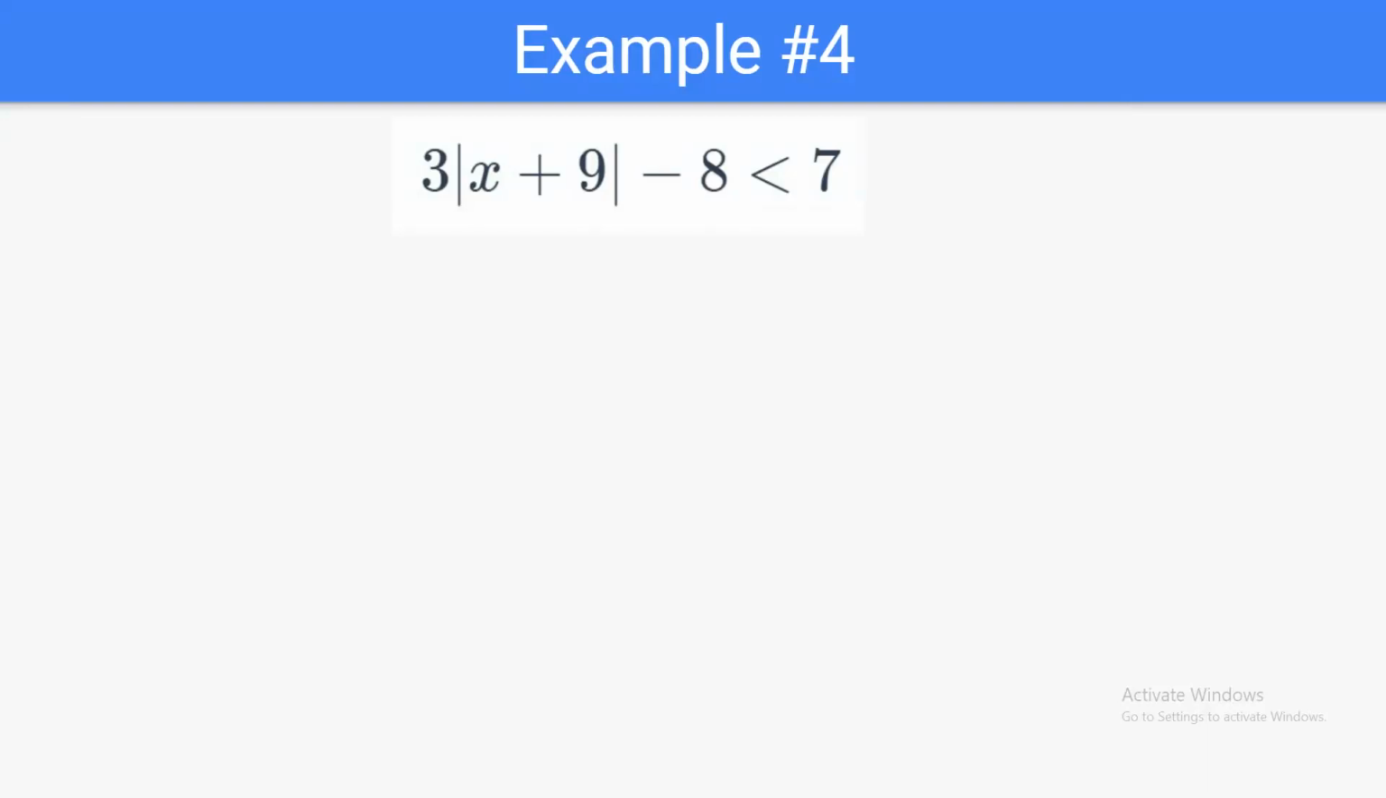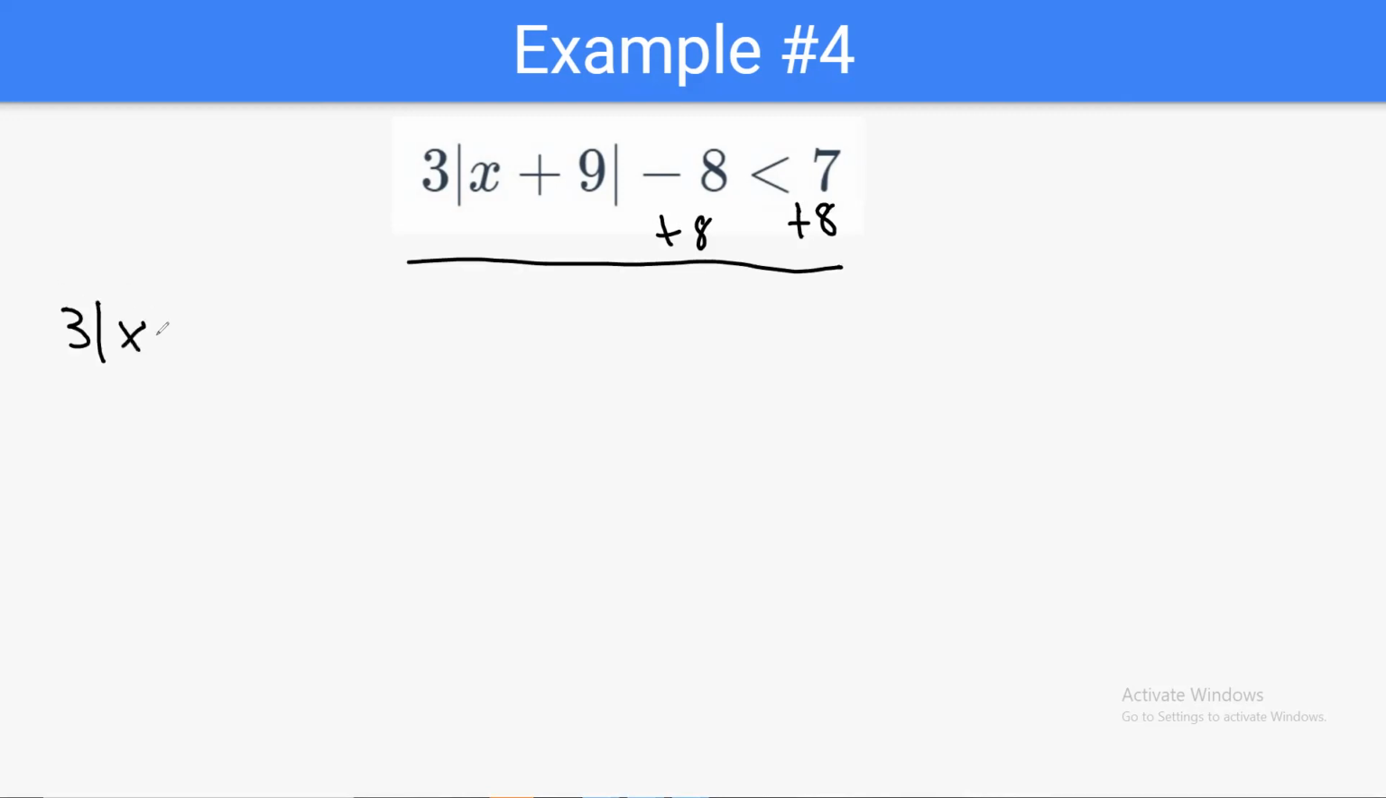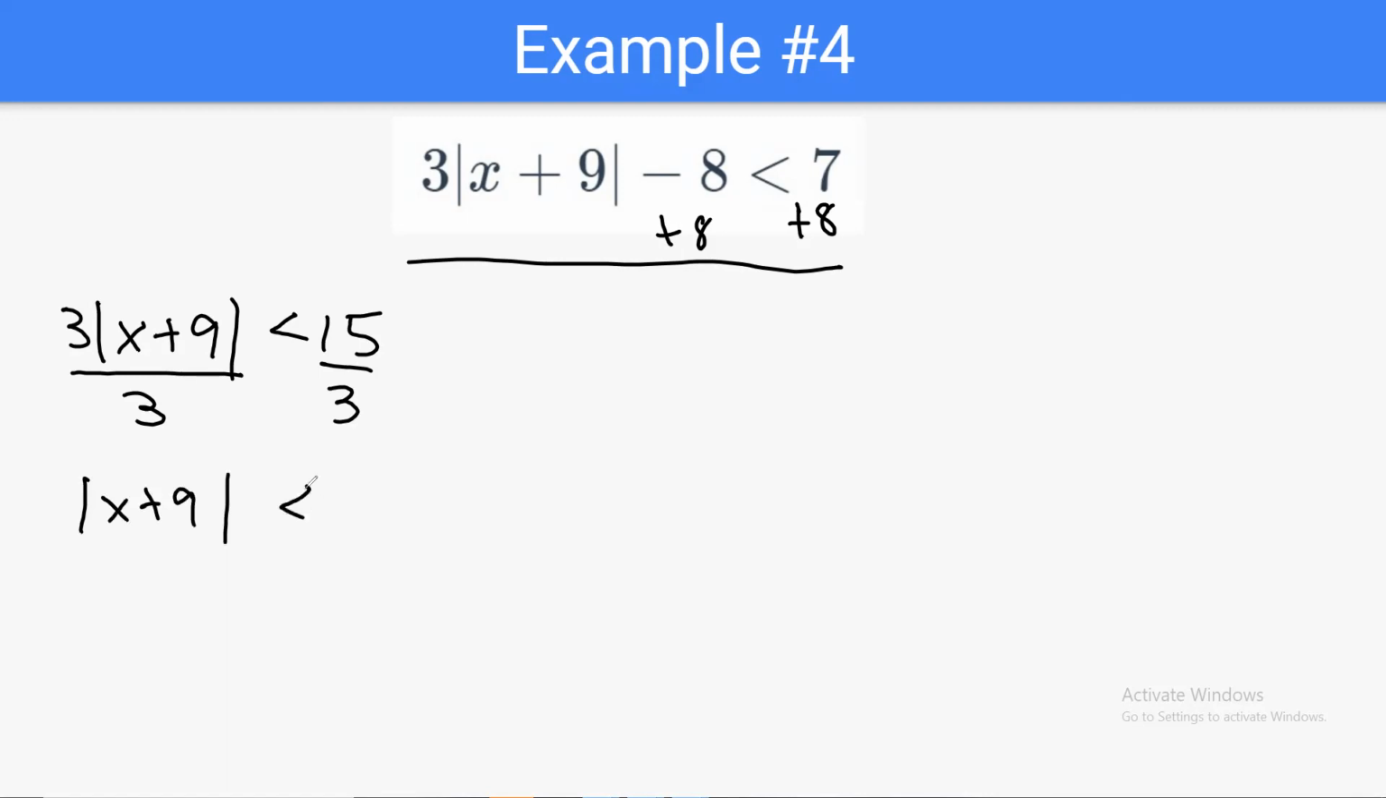Let's isolate that guy, right? Isolate the absolute value. Add 8, add 8. So 3 absolute value of x plus 9 is less than 15. Divide by 3, divide by 3. Absolute value of x plus 9 is less than 5. If the distance away from 0 is less than 5, at negative 5 and 5, I know the distance is 5, right? Those guys are going to be open circles because it's just less than.